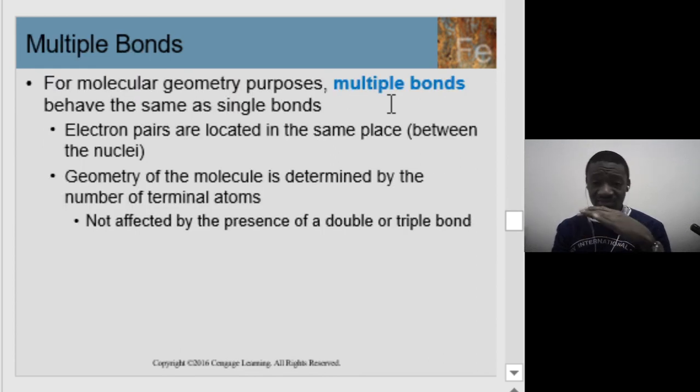So we have the multiple bonds, and in this case we're talking about the double bonds and how it works with them. I think we might finish this lecture.